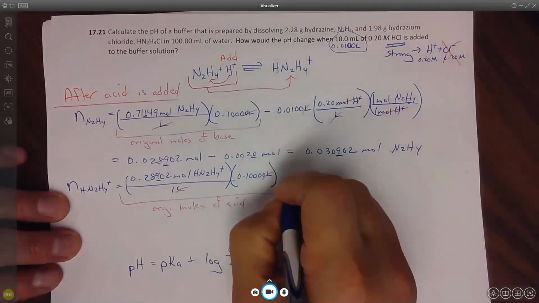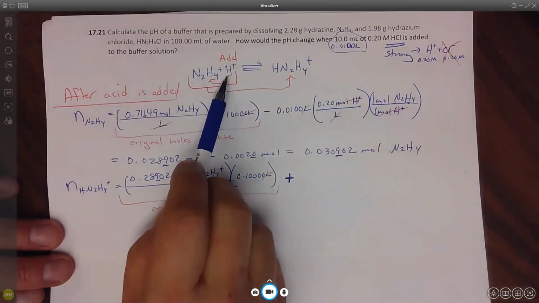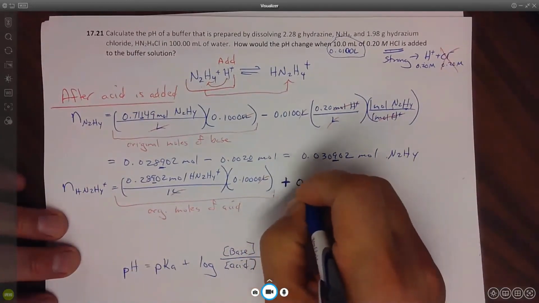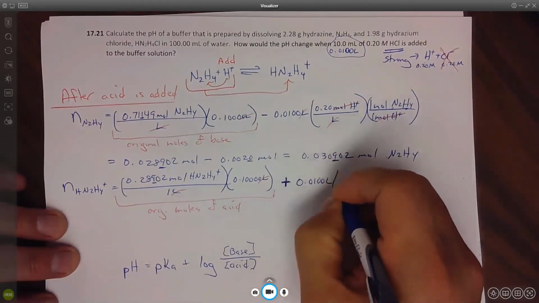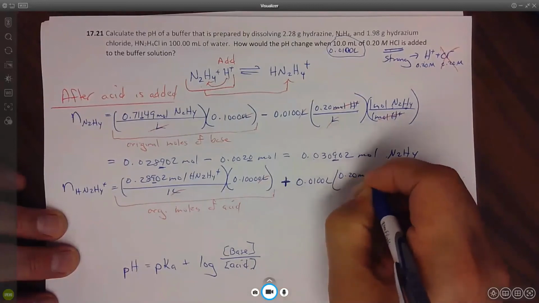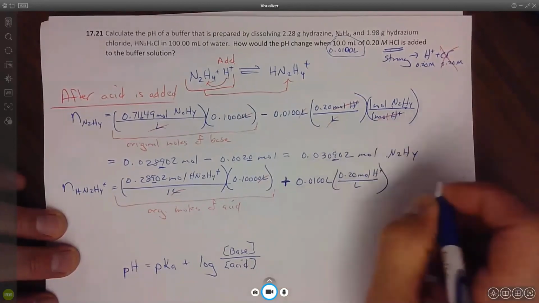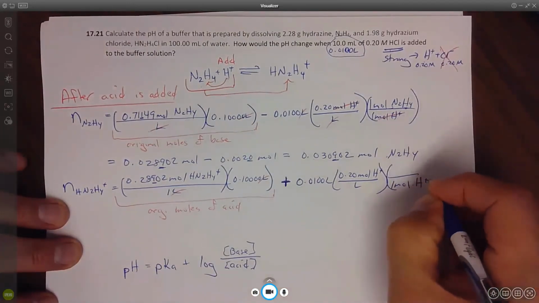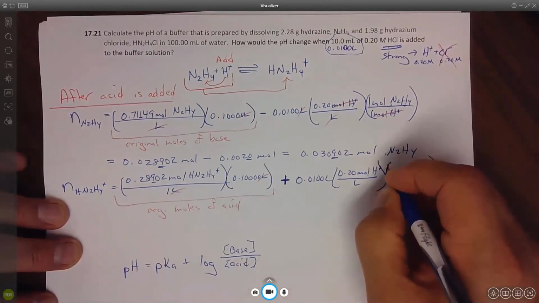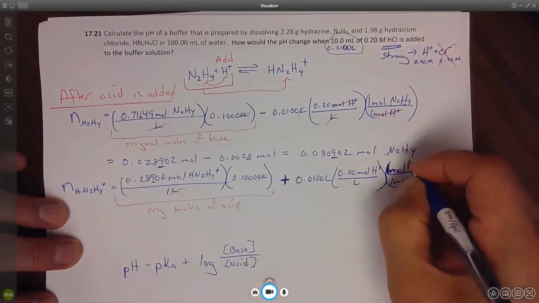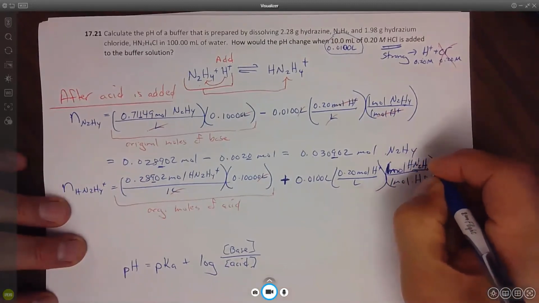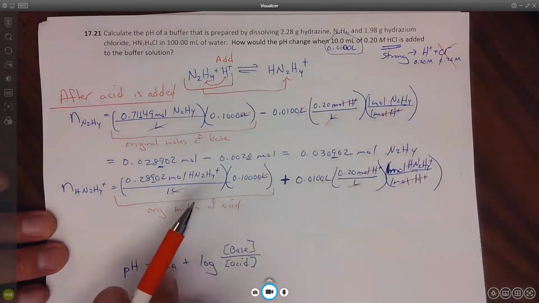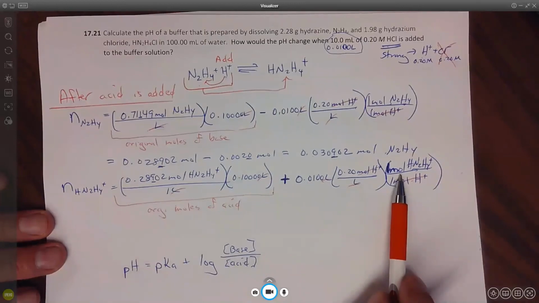But now we're going to gain, right? We're going to gain acid because every one of these that reacted with this formed an acid molecule. So again, that's going to be the 0.0100 liters of our 0.2 moles of H plus per liter. And again, we can see it's a 1-to-1 ratio. So for every 1 mole of H plus, we formed 1 mole of our conjugate acid. So the liters cancel, and we have moles of acid plus moles of our acid.